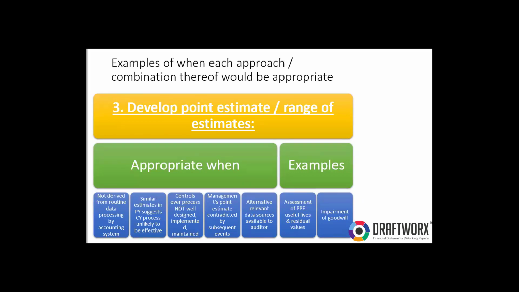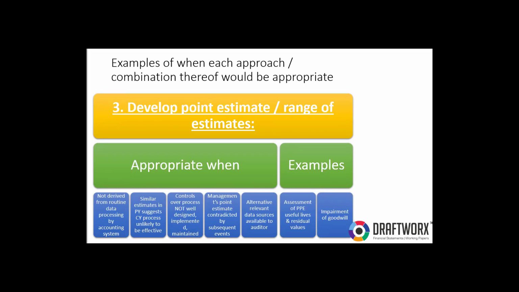So you can see that testing the system in the previous approach would be more appropriate where there is a system where controls are working, a homogeneous population of transactions, where here you're looking at things that are not the same year on year. For example, also where management's point estimate is contradicted by subsequent events. That's probably where you have to develop your own point estimate.